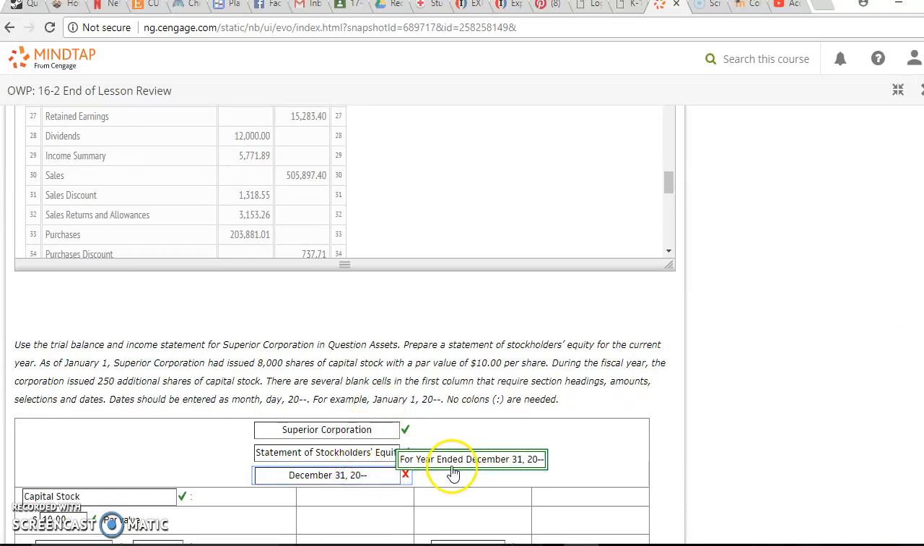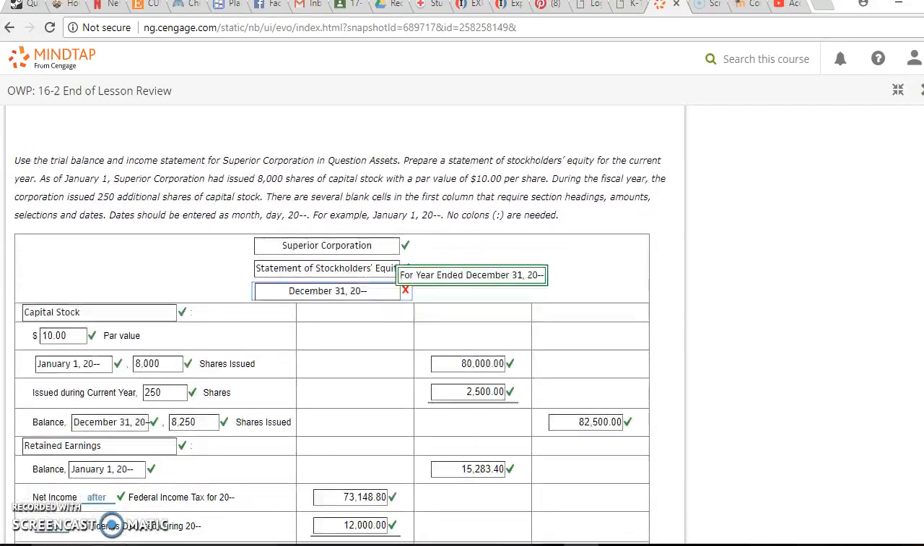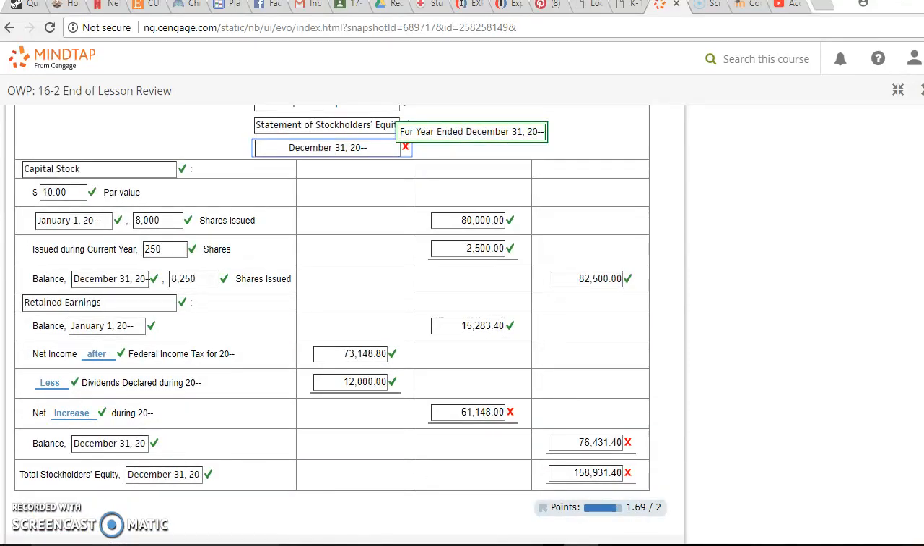I didn't put "for year ended" rather than just the date. The only one that really has the date on these ones is the balance sheet that we'll do. So it should say "for month ended."